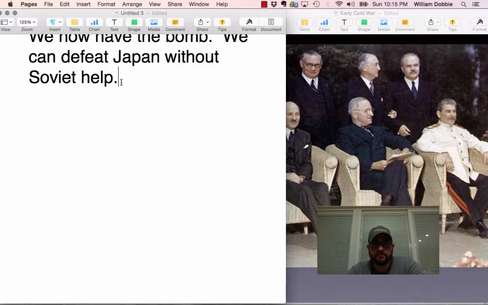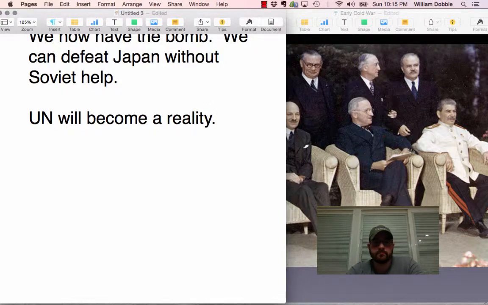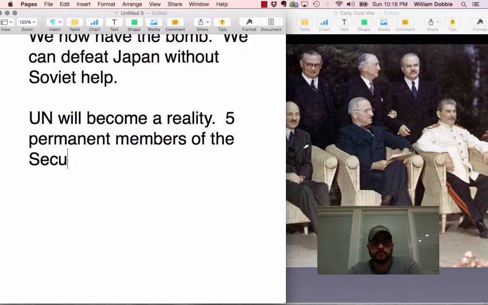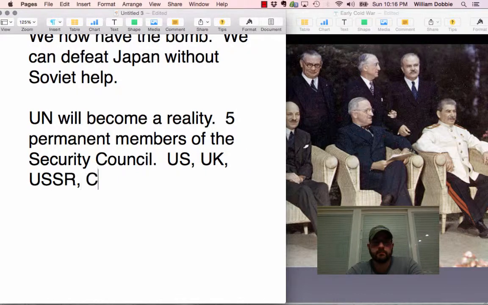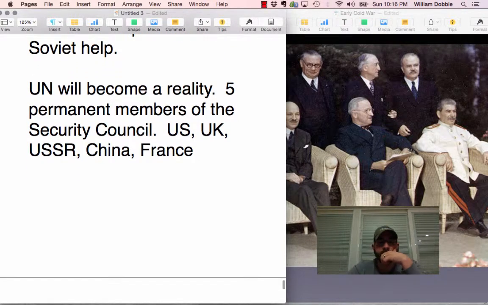And then the final aspect of the Potsdam Conference that we should talk about is that the United Nations will pretty much become a reality. There'll be a later treaty signed called the Treaty of San Francisco that officially creates the United Nations. But essentially, the United Nations are finalized at Potsdam. And the most important thing you guys need to be aware of is those 5 permanent members of the Security Council. And we've already talked about those. U.S., UK, China, France, and Soviet Union. So U.S., UK, USSR, France, and China.